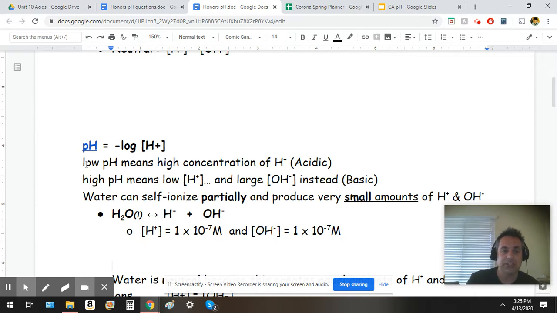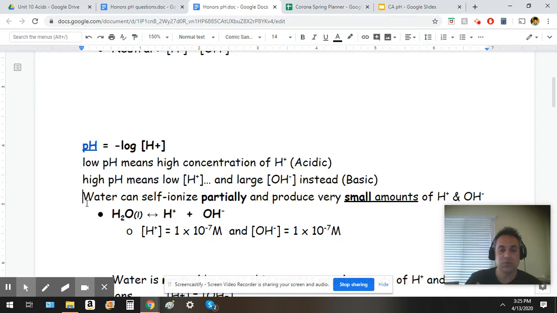A high pH, on the other hand, means you have a smaller concentration of H+ ions. And as a result, because this is a give and take, the smaller the H+ ion concentration, the larger the hydroxide ion concentration. And this, again, goes along with a basic solution or an alkaline solution.